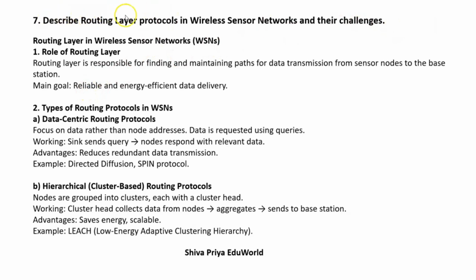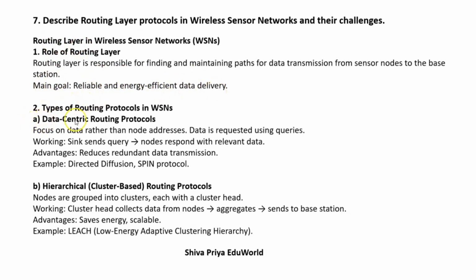Clear? Describe routing layer protocols in wireless sensor networks and their challenges. Here, routing layer protocols in WSN. The routing layer protocol is the layer responsible for finding and maintaining the paths for data transmission, in which path the data transmission should happen from sensor nodes to the base station. I have explained the architecture, right? From sensor nodes it will collect the data and send to the base station, after that the application layer. Correct? Remember that? And the main goal of this routing layer is reliable and energy efficient data delivery.